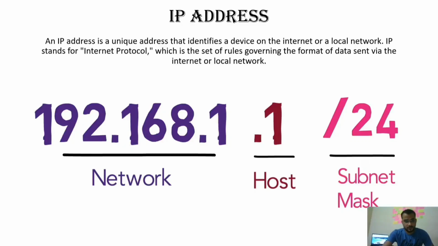Hello everyone. Today we will discuss how to configure IP address and subnet masks in Cisco Packet Tracer. First, we will see what an IP address is. An IP address is a unique address that identifies a device on the internet or a local network.